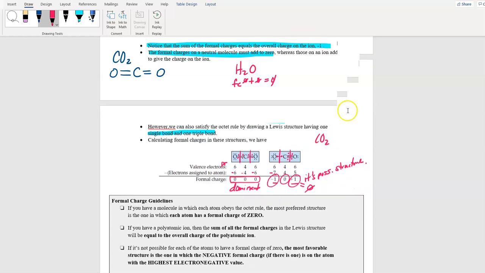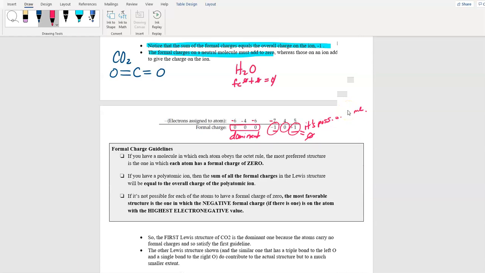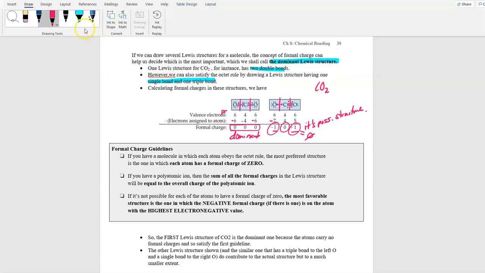So when you're doing guidelines to this, if you have a molecule in which each atom obeys the octet rule, the most preferred structure is the one that each atom has 0. Has 0 for every atom with a formal charge. If you have a polyatomic ion, the sum of all the formal charges will equal the charge on the polyatomic.